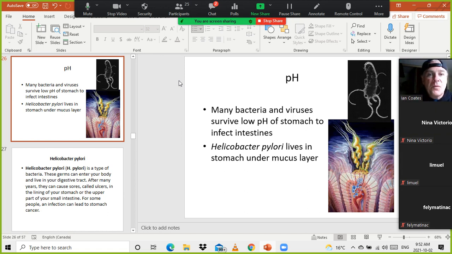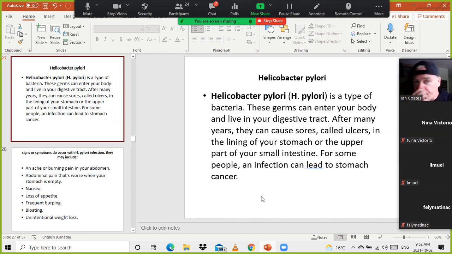But this Helicobacter pylori gets in there, it lives in the stomach under the muscle layers, and what it does is it allows for holes to happen in the stomach. And so if you have a hole, that means you ain't got any mucus there. That means that acid is able to dig a hole right through your stomach lining. And you can just imagine the issues that go along with having an ulcer. Now you're leaking acid out into your systemic system. Oof, it's a bad one. This is a type of bacteria. These germs can enter the body and live in your digestive tract. After many years, they can cause sores called ulcers in the lining of your stomach or the upper part of your small intestine.